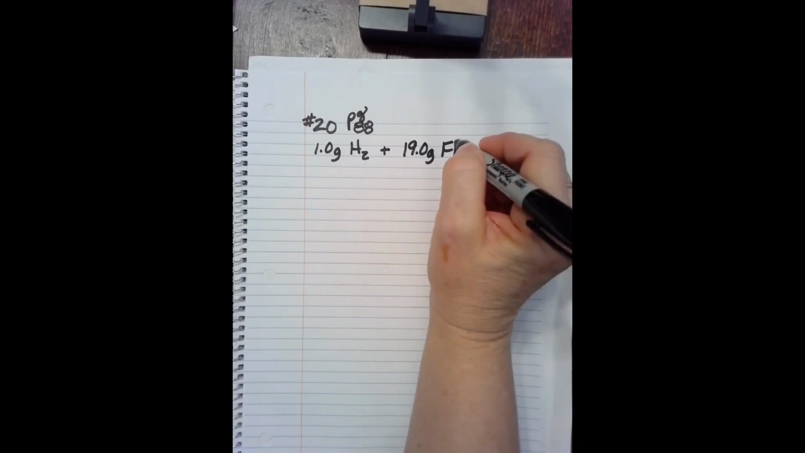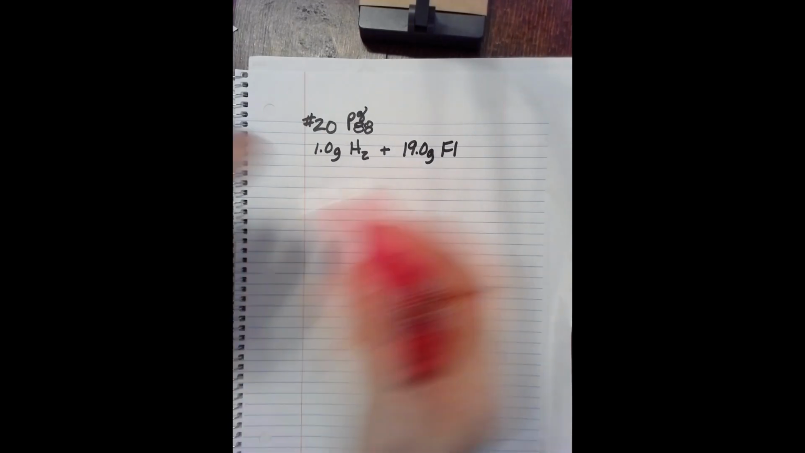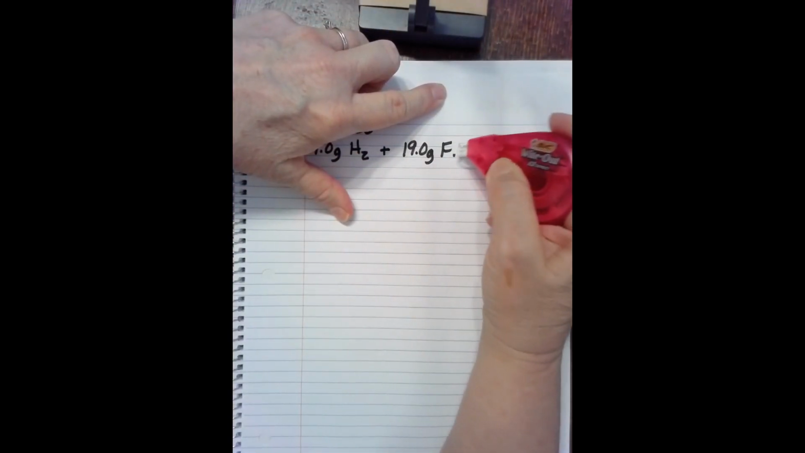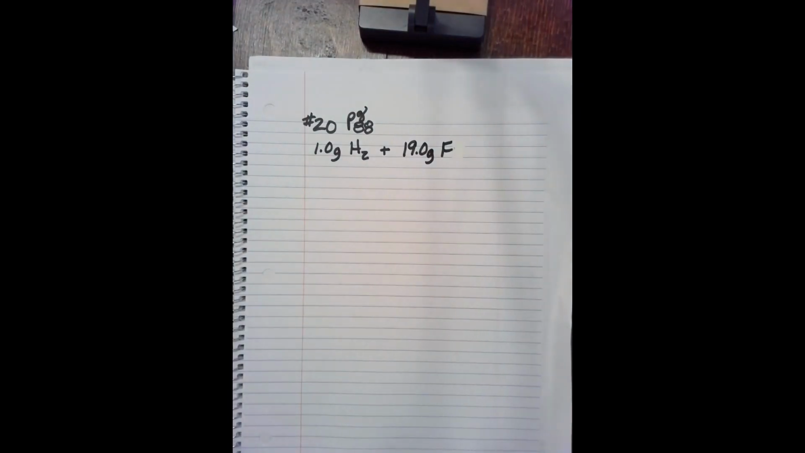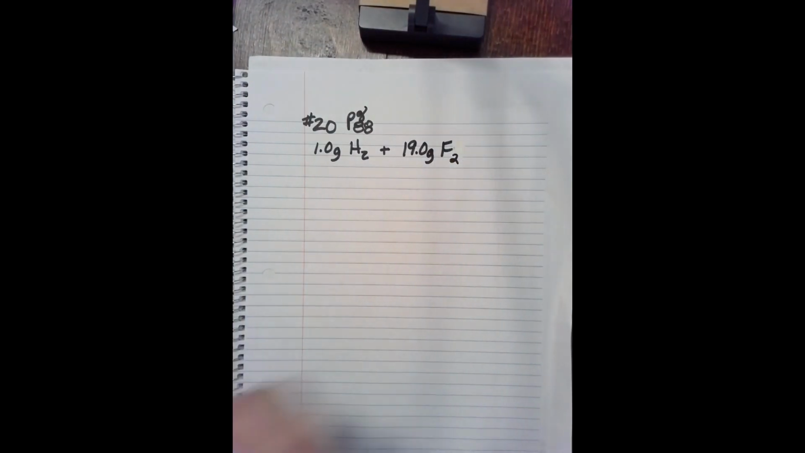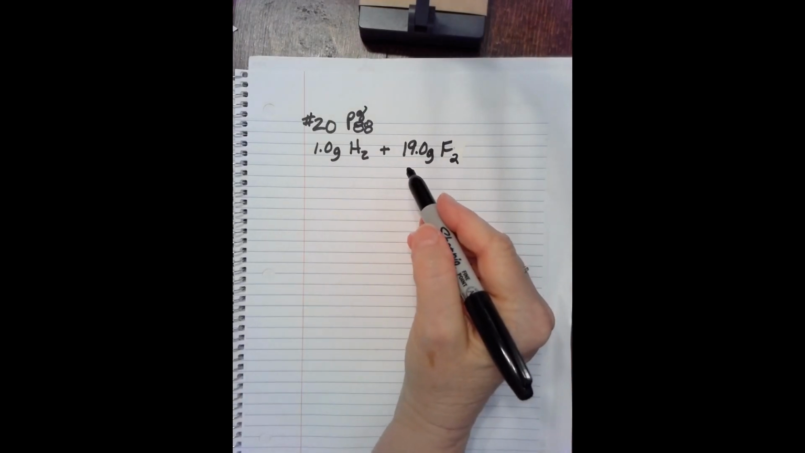There is no L there. So let's just get that out of the way. I started to write fluorine, and here we go. That's going to be F2. Okay, so 1 gram plus 19 grams of fluorine.